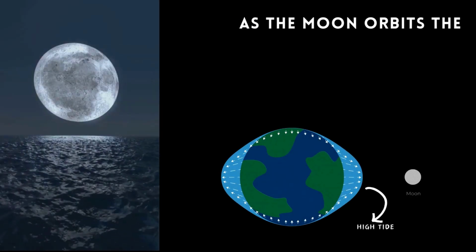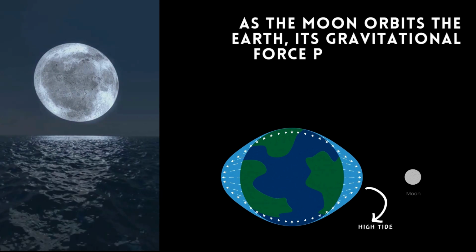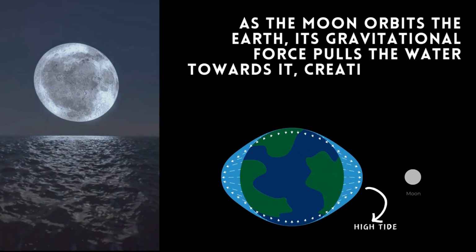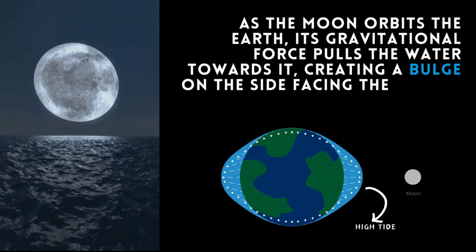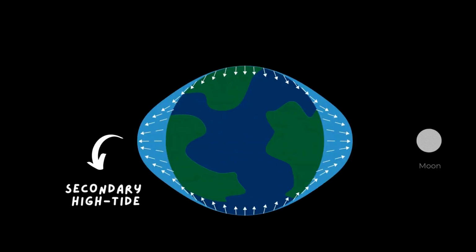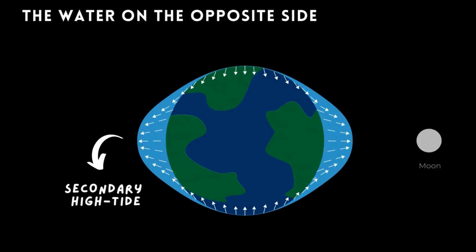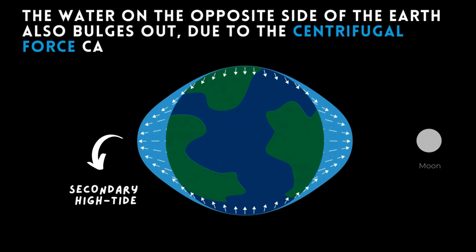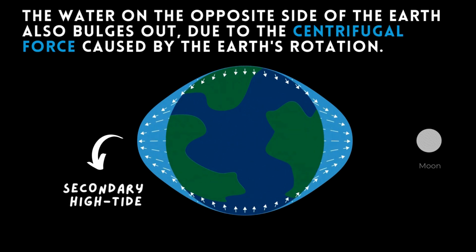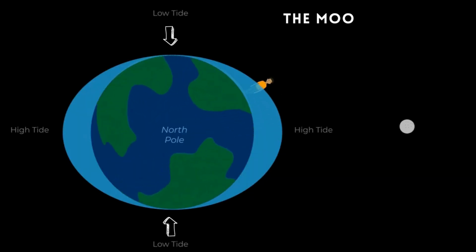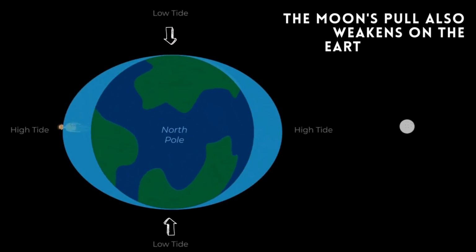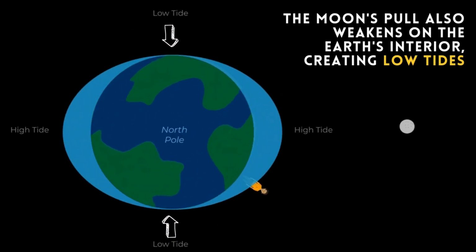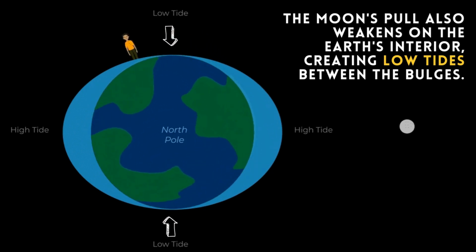As the moon orbits the Earth, its gravitational force pulls the water towards it, creating a bulge on the side facing the moon. This bulge is high tide. The water on the opposite side of the Earth also bulges out due to the centrifugal force caused by the Earth's rotation. This bulge is the secondary high tide. But wait, there's more. The moon's pull also weakens on the Earth's interior, creating low tides between the bulges.